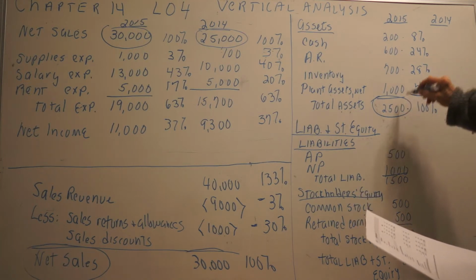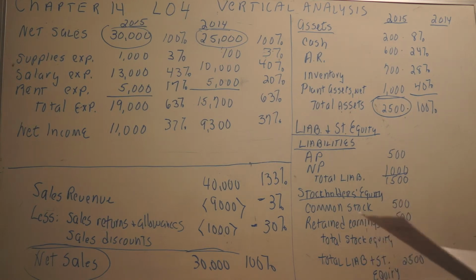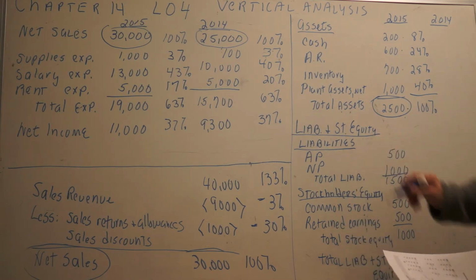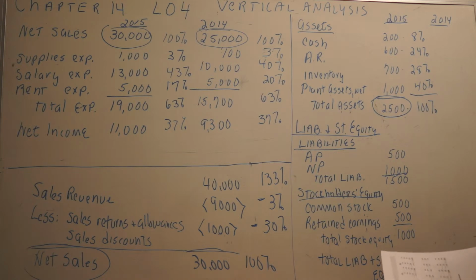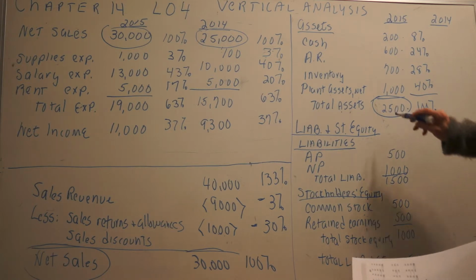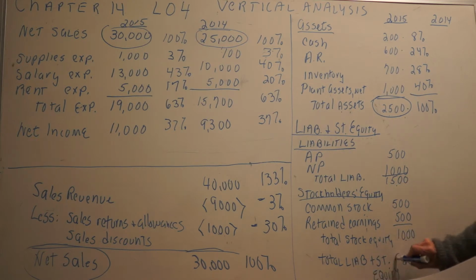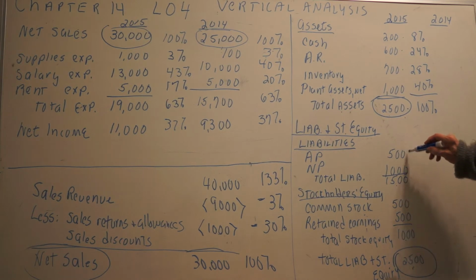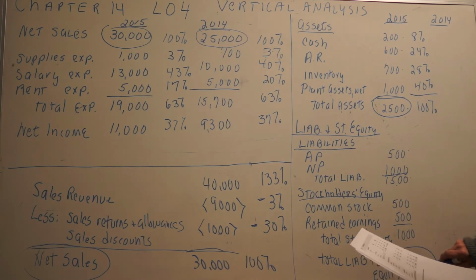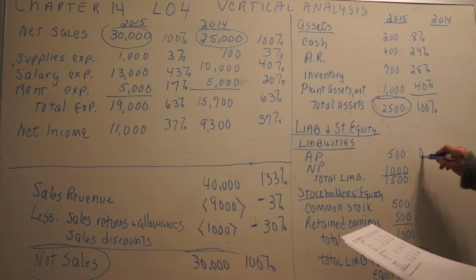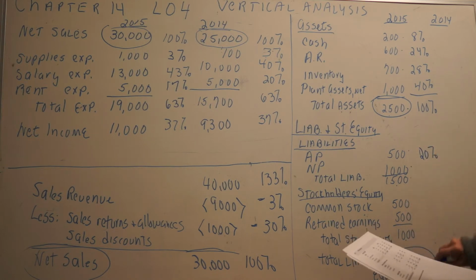Okay. Now, the complication comes when you get down to liabilities and stockholders' equity. You're dividing everything by total assets. You know that assets equals your liabilities plus your stockholders' equity. So you're dividing by this number. You don't divide by any of these subtotals when you get down to the liabilities and stockholders' equity section. You're going 500 divided by 2,500. Okay, so you're getting 20% there. You're going 1,000 divided by, and you would do that all the way down.